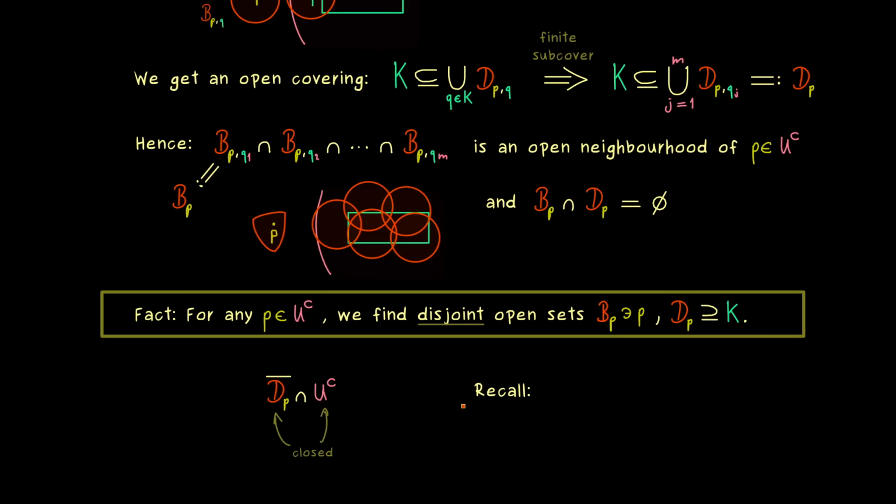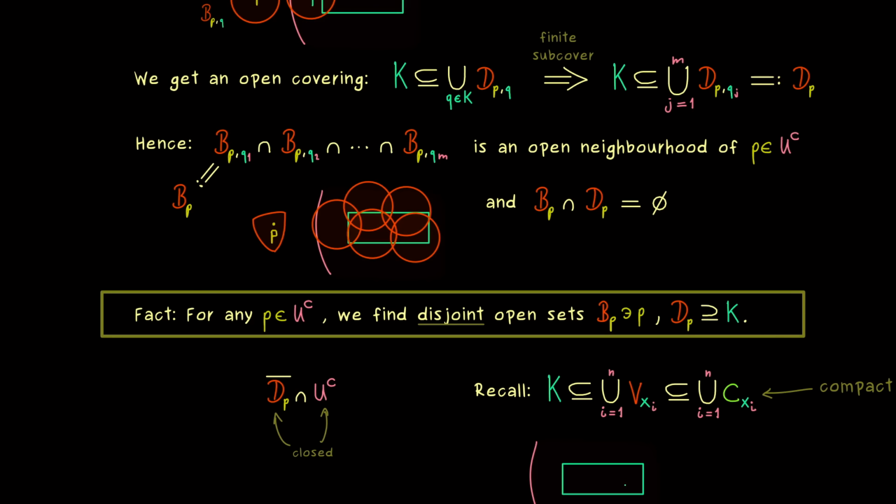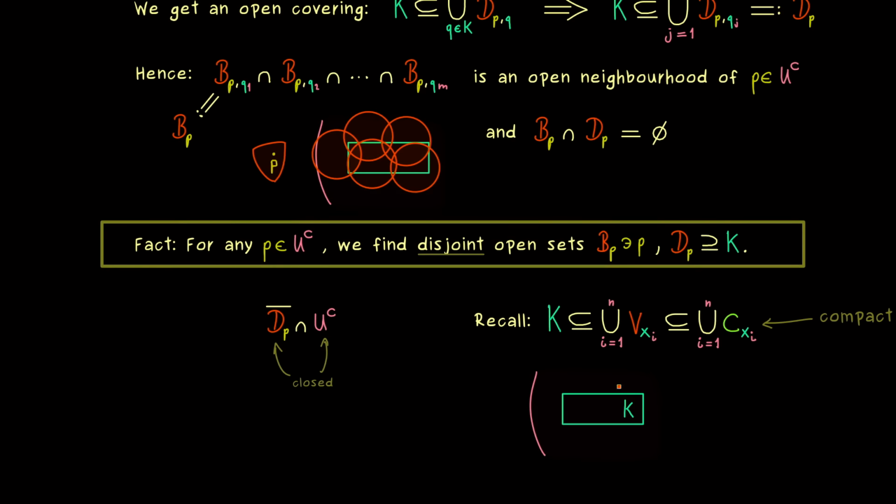Okay, and now I want to combine this closed set with the covering we had before for our compact set K. So there, please recall, there we had the compact neighborhoods called C_{x_i}. And there we already know they nicely cover the whole compact set K.